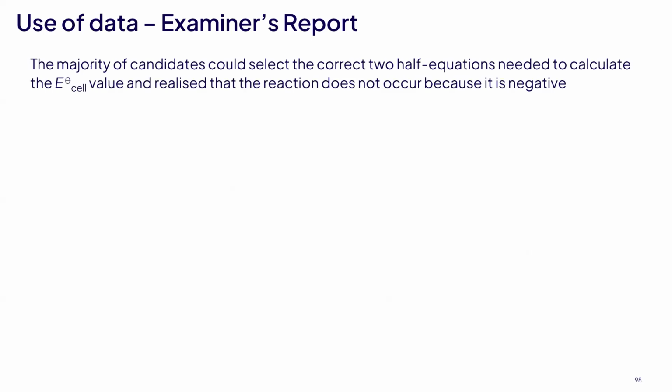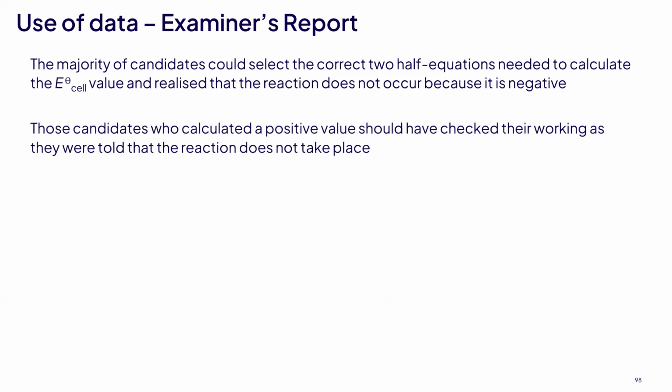The majority of candidates could select the correct 2 half equations needed to calculate E0 cell and realize that the reaction does not occur because it is negative. Those candidates who calculated a positive value should have checked their working, as they were told that the reaction does not take place.